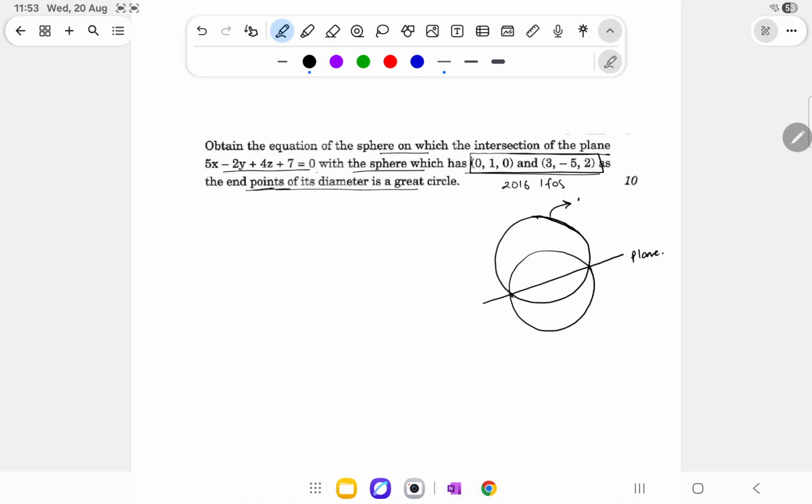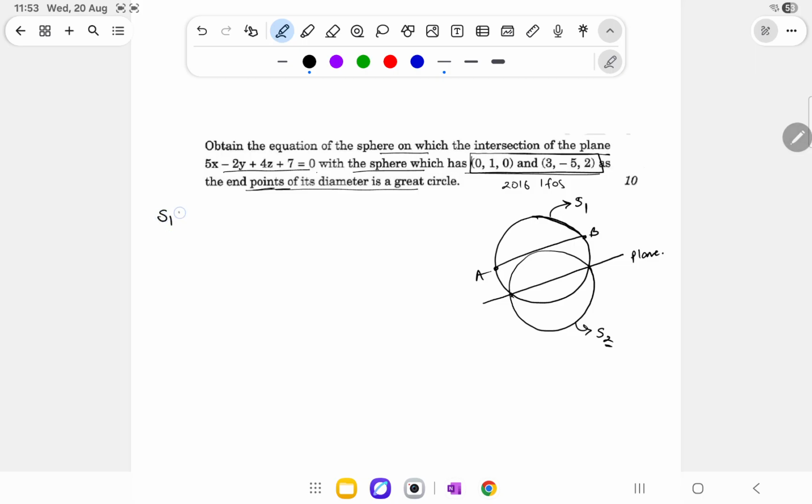So let its endpoints be A and B. AB is the diameter of sphere S1, and I am supposed to find the equation of sphere S2. The intersection of sphere S1 and the given plane is the great circle of sphere S2. So first let us find the equation of sphere S1.